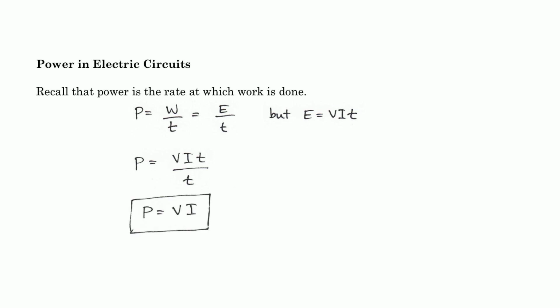Let's talk very briefly about power in electric circuits. Power is, of course, the rate at which work is done, work over time, which can also be considered energy over time. And in an electric circuit, we talked last lesson about energy being voltage times current times time. So the energy that's used in an electric circuit is equal to these things. Well, we can simplify then for power, and we notice that power is equal to voltage times current. And this is our formula for power in an electric circuit.